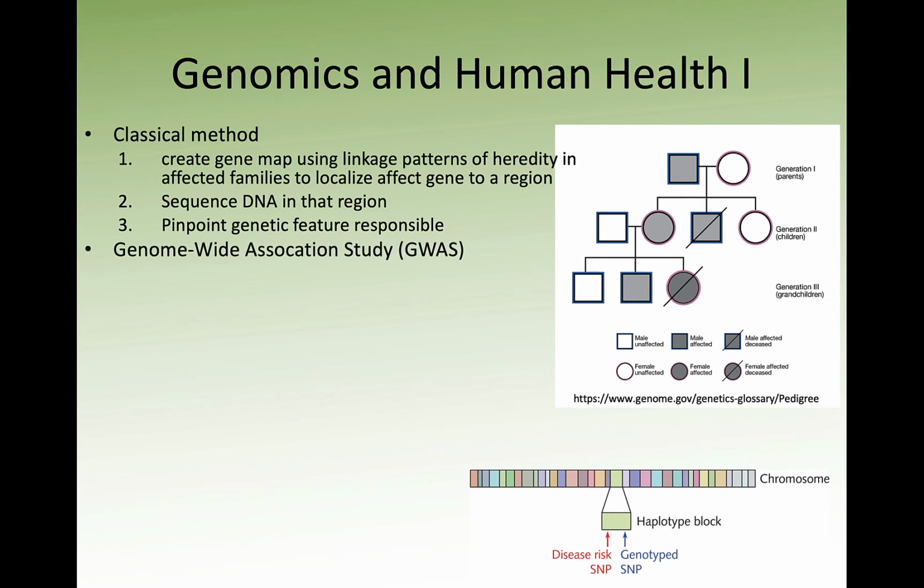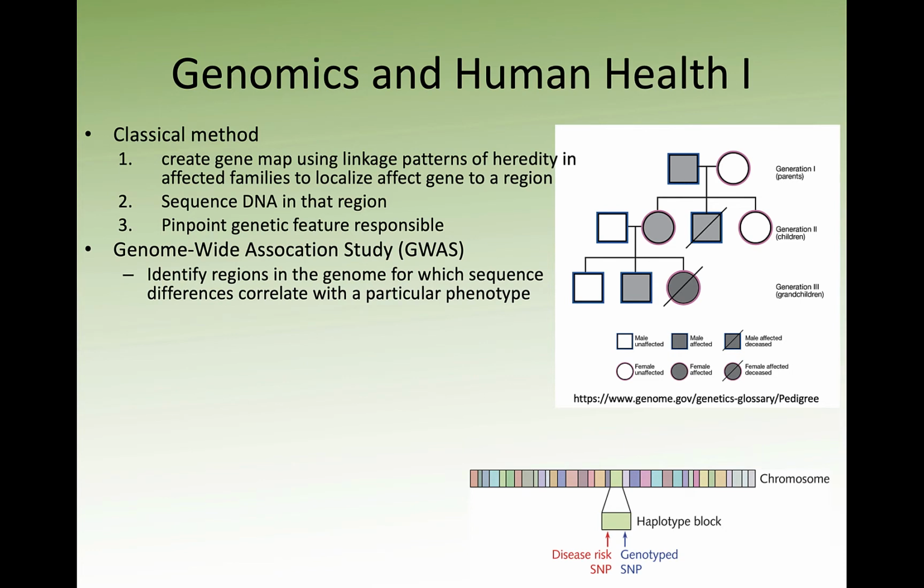Another way to do this is to take more of a population level perspective, or population level study, and generate what's known as a genome-wide association study. In this case, we would identify regions in the genome for which sequence differences correlate with a particular phenotype.